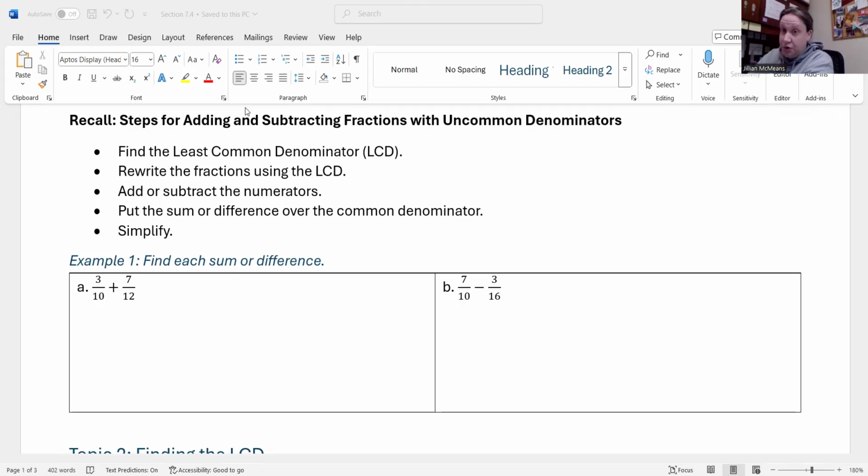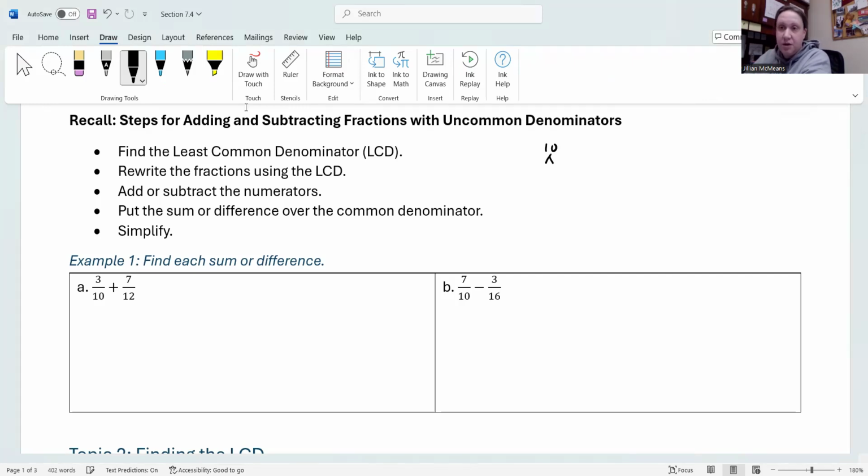To create this LCD table, you find prime factorizations of each of your denominators. For us with rational expressions, we would just factor them. For 10, we would write that as 2 times 5. For 12, we would start by saying that could be 4 times 3, but 4 is not prime, so we'd write that as 2 times 2 times 3. So that's how you'd start. You'd find these factor trees or prime factorizations. You then create a row in your table for each denominator and then a row for the LCD.